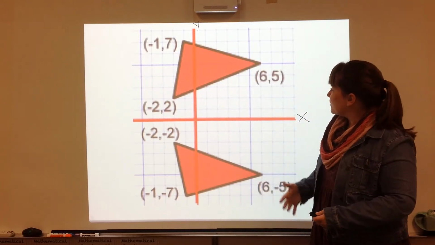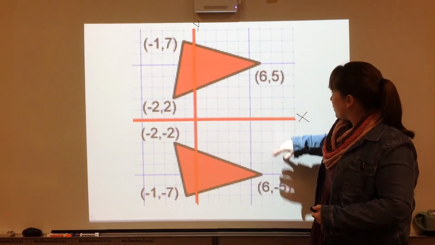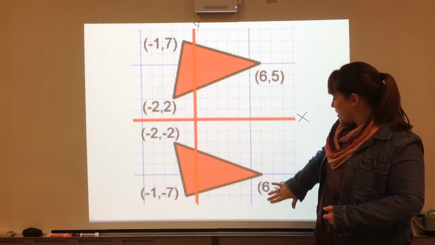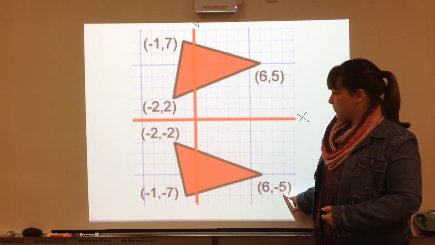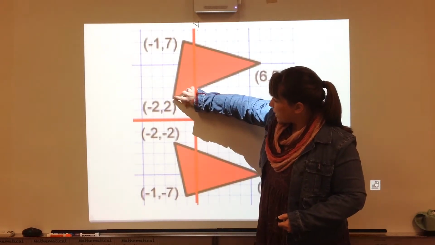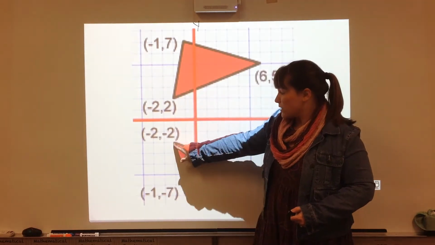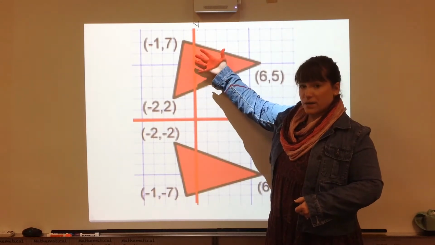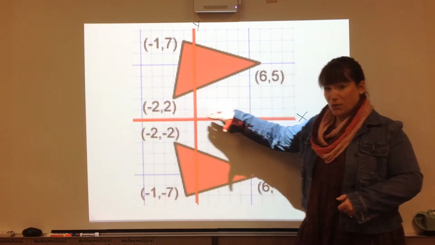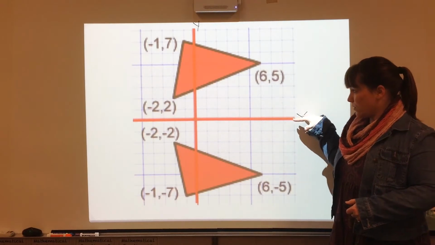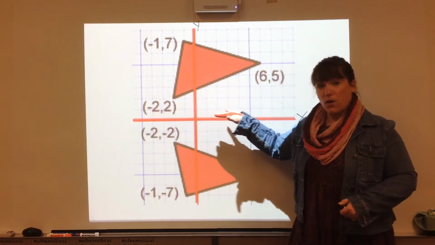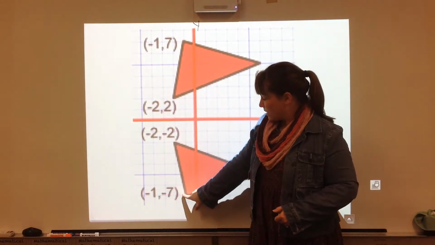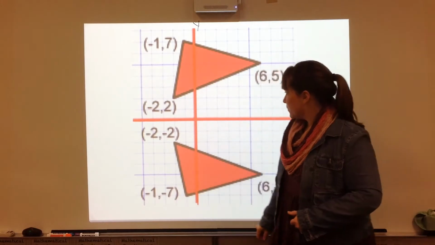And again, if you're noticing for this one, you should start to notice that this point of the triangle, (6, 5), now becomes (6, -5). Similarly, this was (-2, 2), and now it's (-2, -2). So again, this is a picture that is starting up here and then being reflected through the x-axis. And then (-1, 7) becomes (-1, -7).